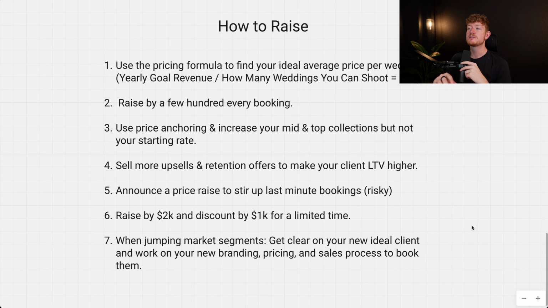Number 5, this is really fun. Announce a price raise that will stir up last minute bookings. Now this is risky because if you publicly commit to a price point, it's very hard to walk it back if you raise too high and you lose bookings. So be careful with that.